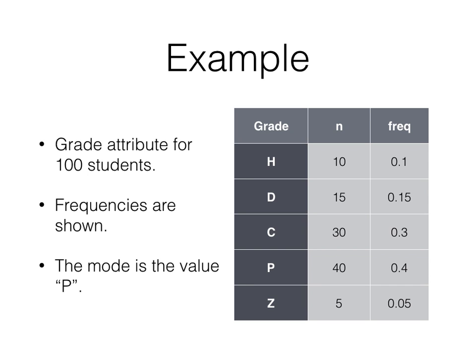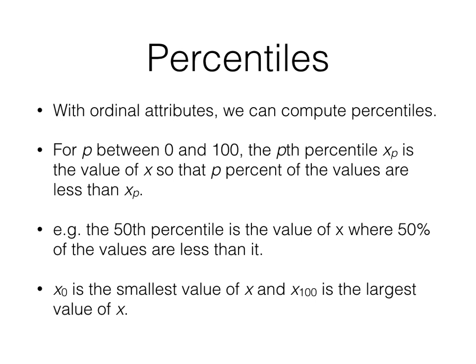And the mode is the value that has the highest frequency. The one that has the highest frequency is 0.4, and the grade that has that is pass. So that means that the mode is pass. So that's a little bit boring. Let's move on to ordinal attributes, because now we can do something a bit cleverer.